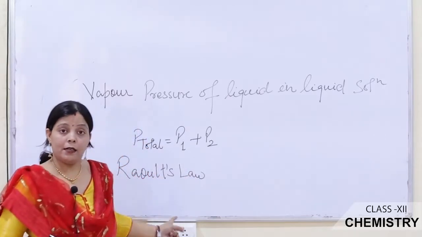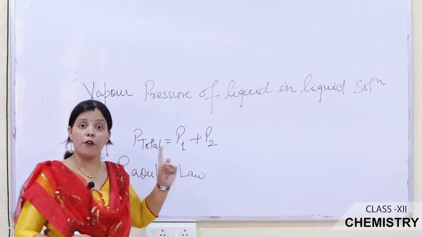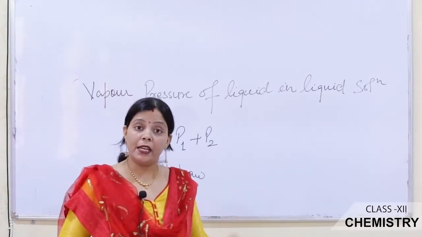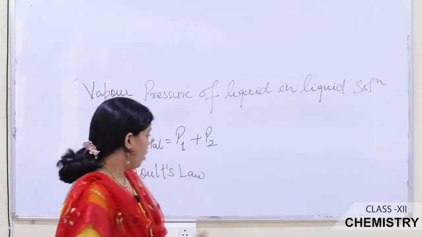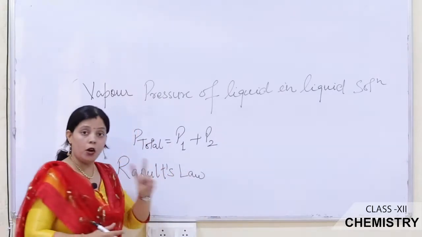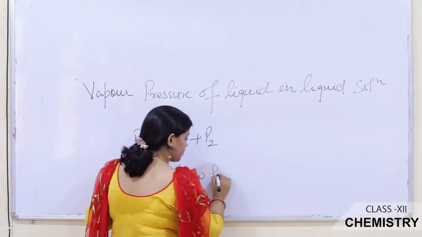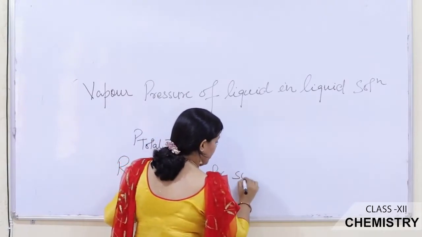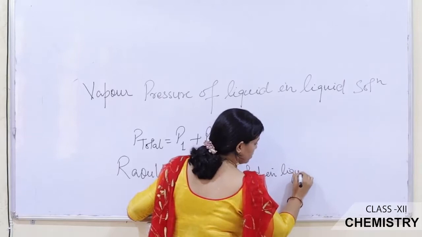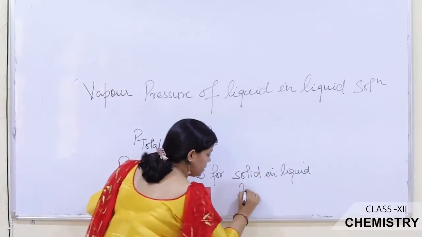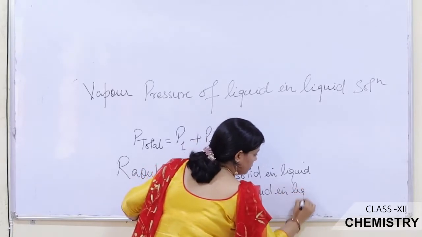Raoult was a chemist. He carried out a number of experiments on binary solutions to study vapor pressure, and in his study he looked at two things. The first is Raoult's law for a solid in a liquid, and the other is for a liquid in a liquid.